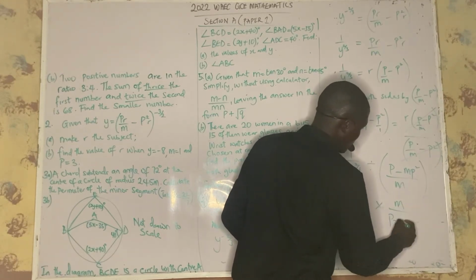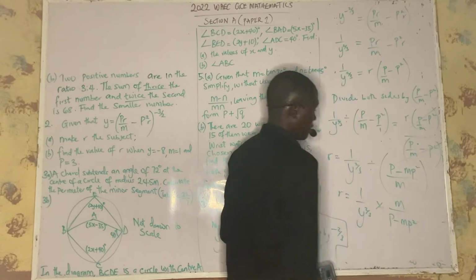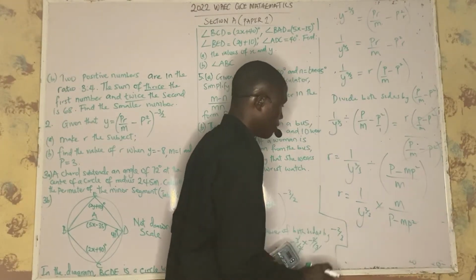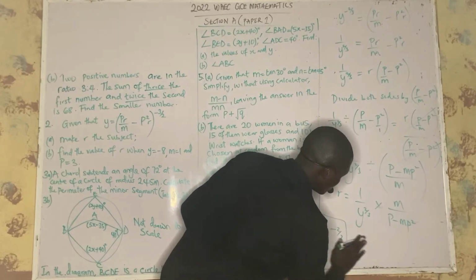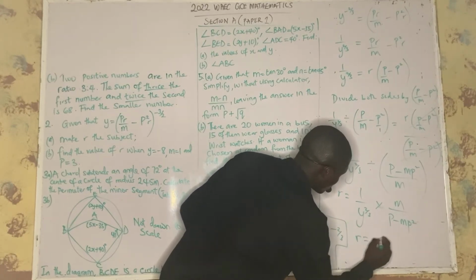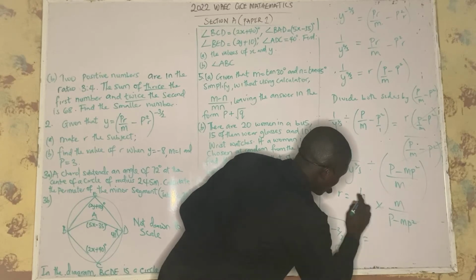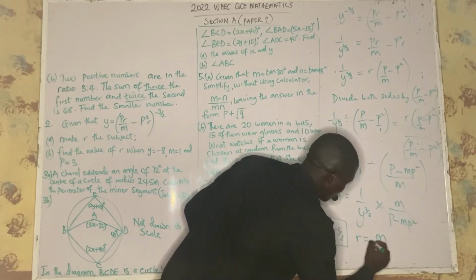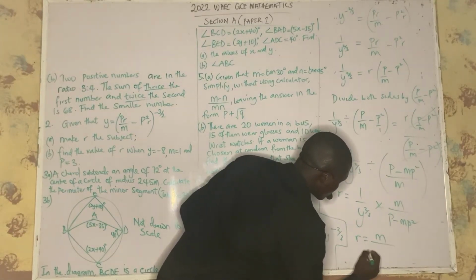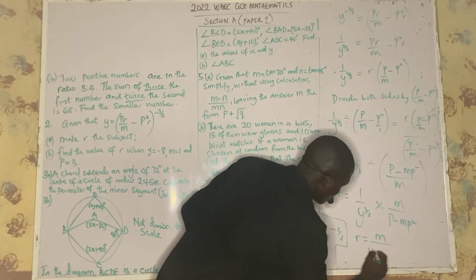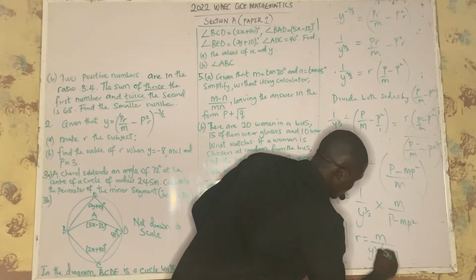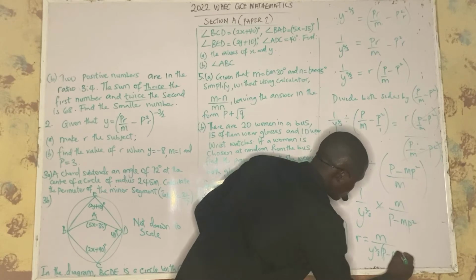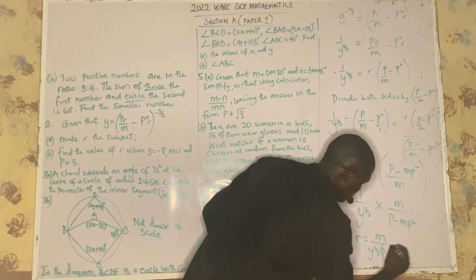Minus p minus np squared. So with this now, we are almost getting to the final stage of this. R is equal to what? Let's look up. R is equal to 1 times m will give what? M all over y equals to 2 over 3, p minus what? P minus what? P squared.